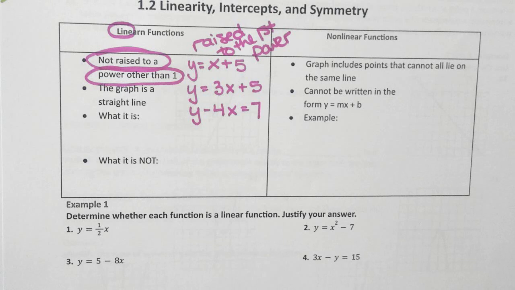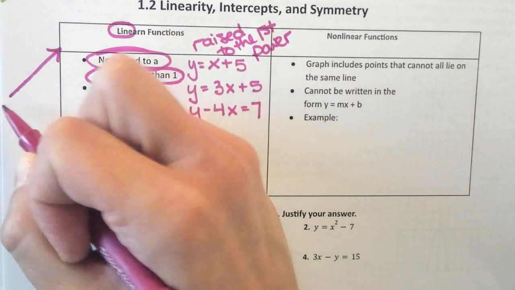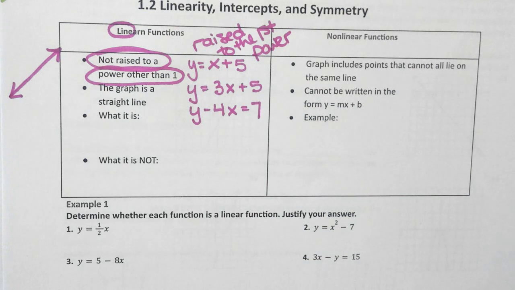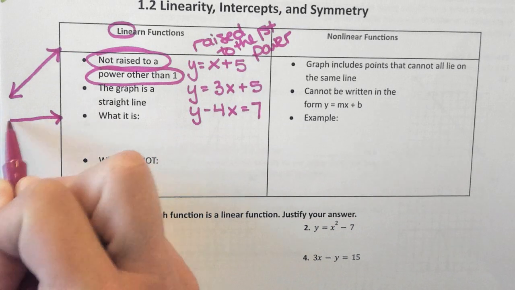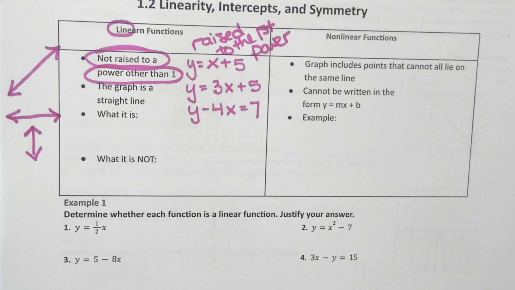When you look at the graph of something that's linear, it should be a straight line. Sometimes it'll have a slope to it where it increases from left to right or decreases. Other times it could even be horizontal or vertical. But again, it should be a straight line.